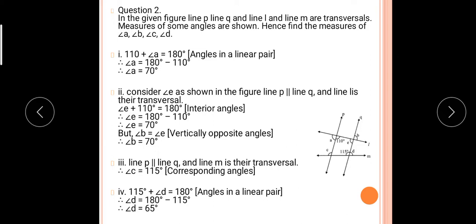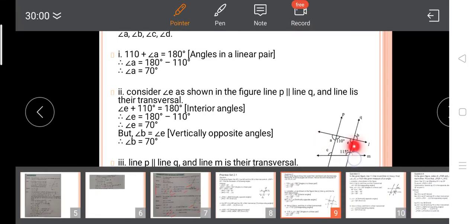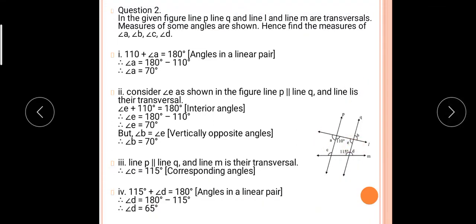Now P and Q are the transversal. We have to find out C. P and Q are the transversal. You can find it this way also. We have to find out C. C is the corresponding angle with the angle 115 degree.